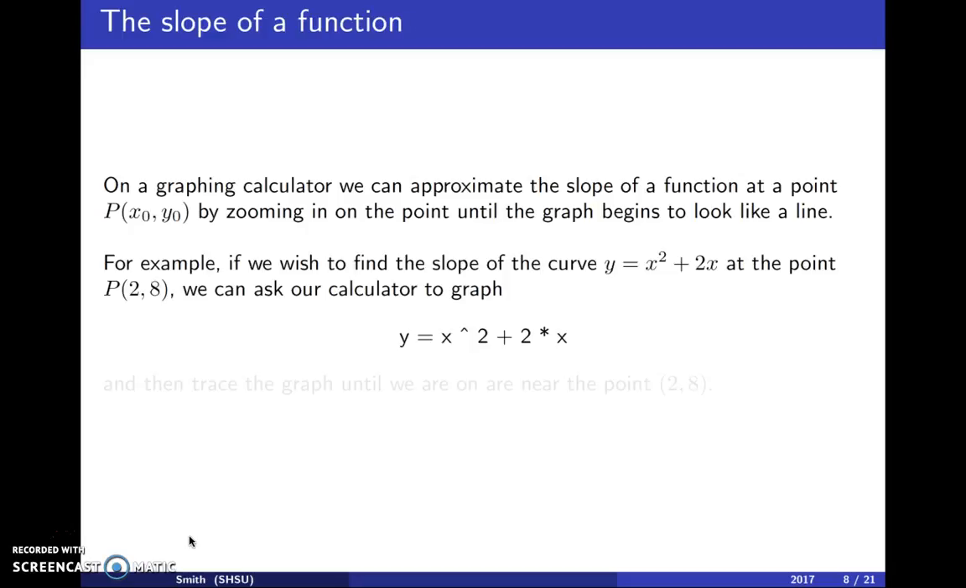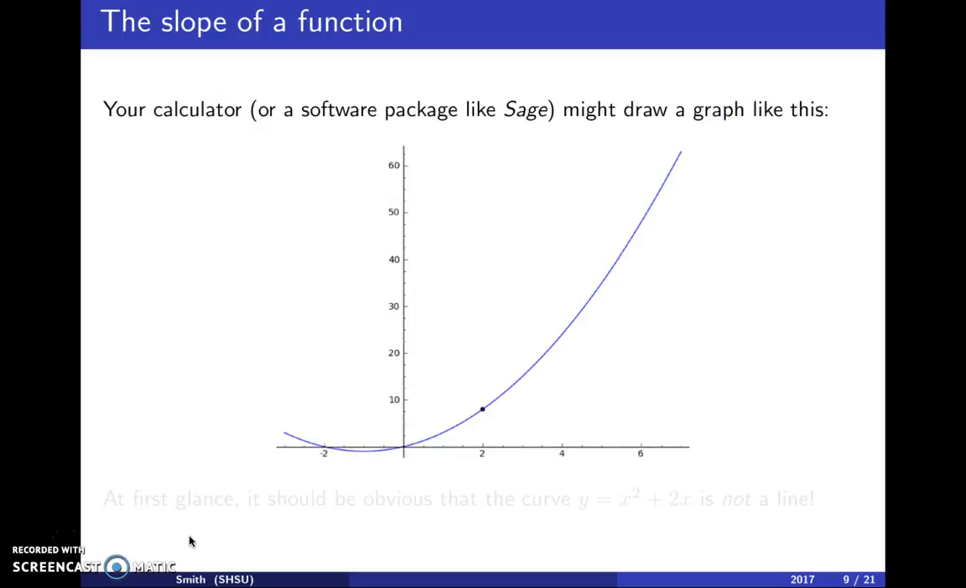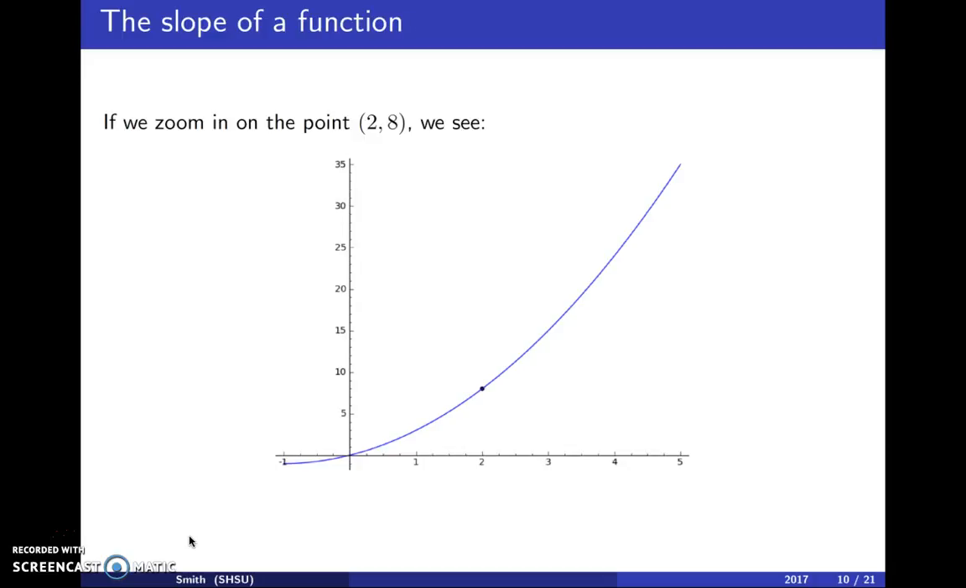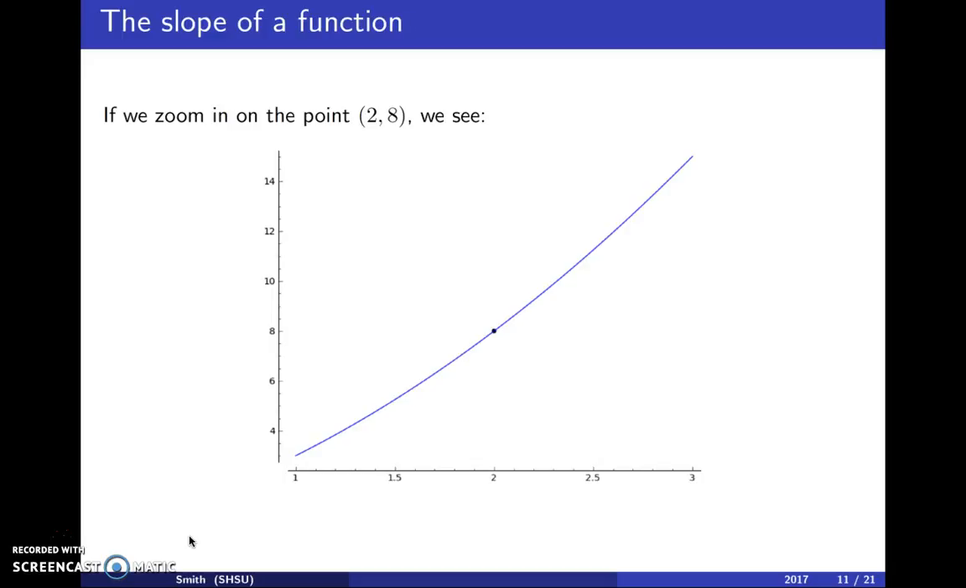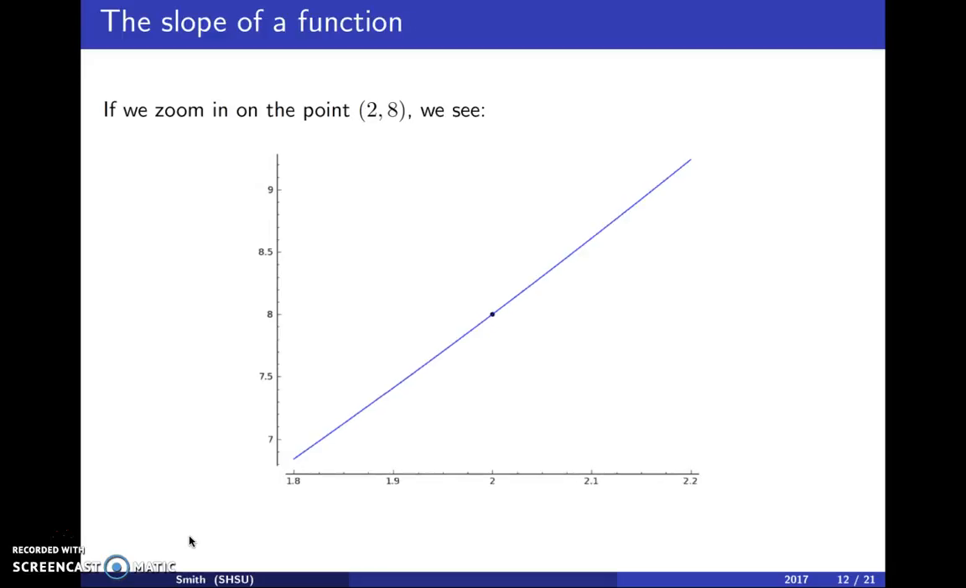For example, if we wish to find the slope of this parabola at the point (2, 8), we can type in the formula y equals x^2 + 2*x into our graphing calculator, and then trace the graph until we're near the point (2, 8). Your calculator, or a software package like Sage, available on the university campus, might draw a picture of the parabola like this. At first glance, it's clear this is not a line. This is a parabola. But if we zoom in at the point (2, 8), our curve begins to take pictures like this. It begins to flatten out and begins to look like a line.